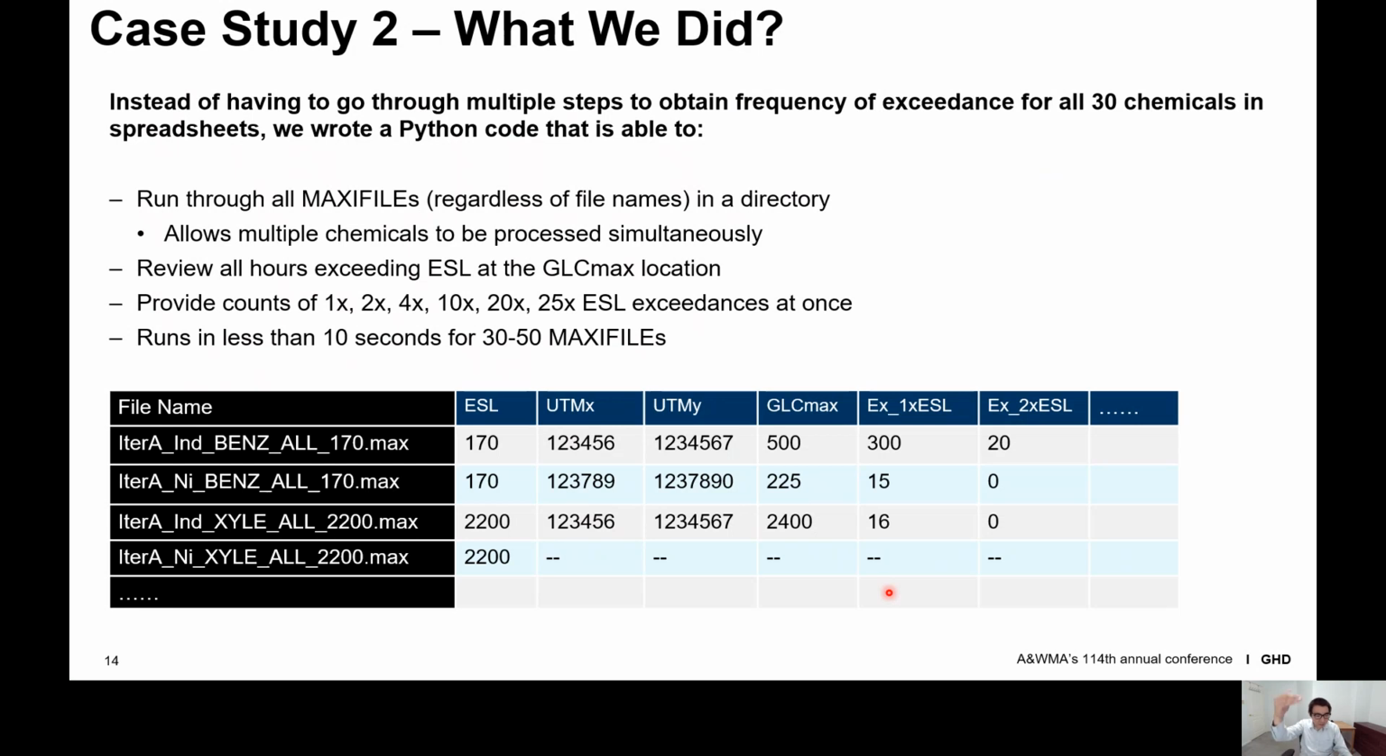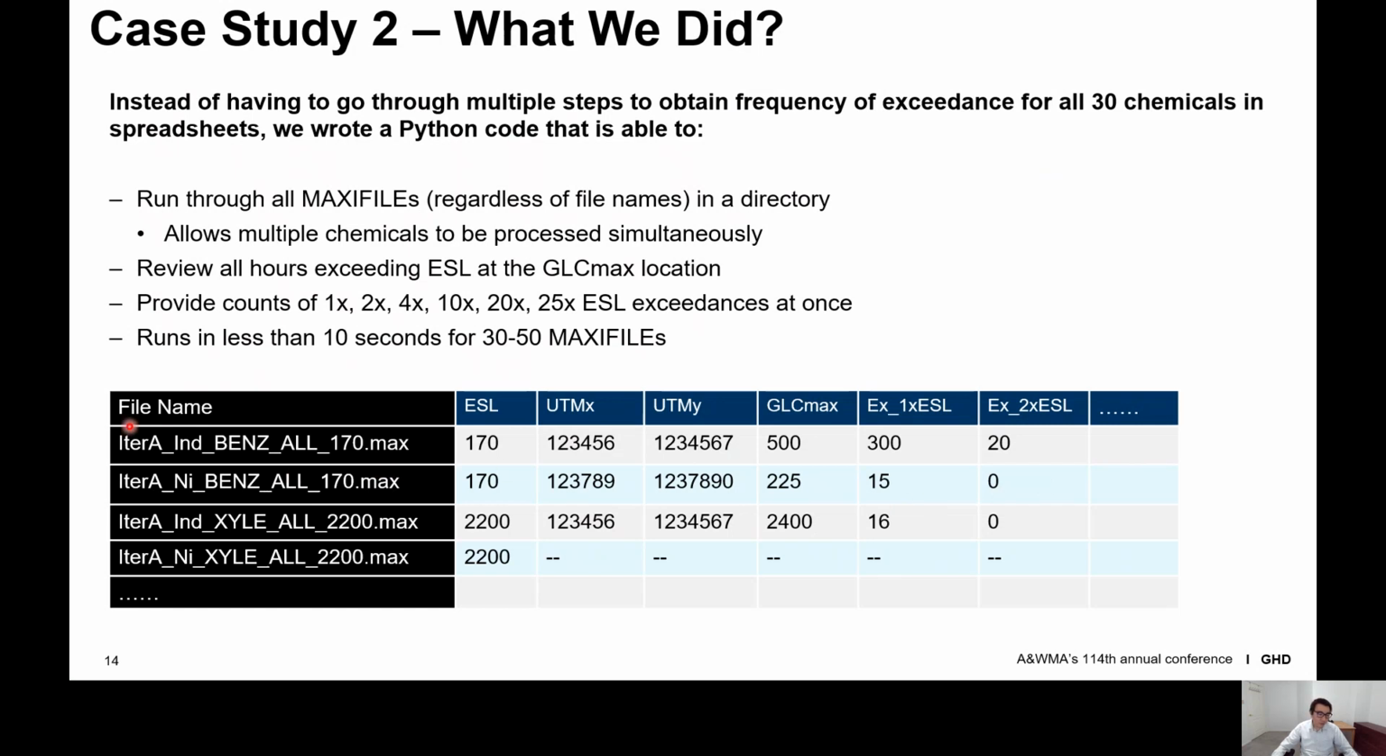Just one click, and all on a sequential batch basis, it processes everything, and you can review. You can create a table like here. This is the file that I just processed. What is the ESL and what is the GLC max, the ground level maximum concentration? How much is it and where did it occur? Then I can sort through all the data to see how many times it exceeded 1 time the standard, 2 times the standard, whatever standard you want.